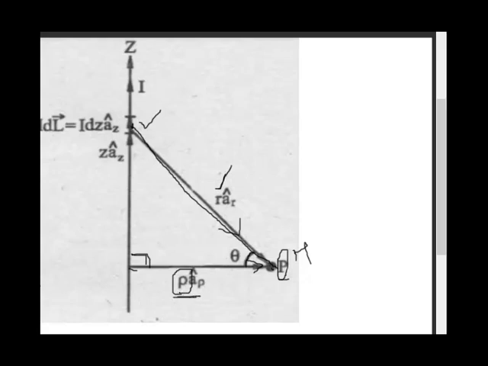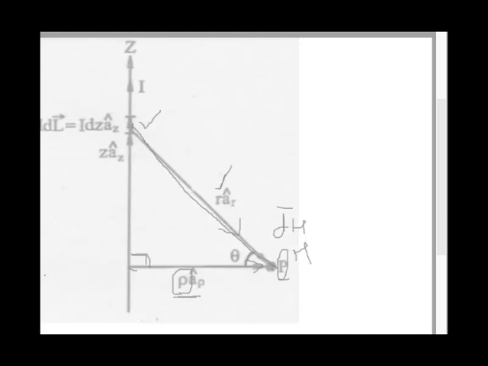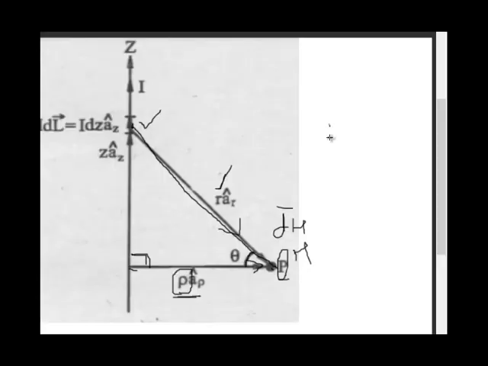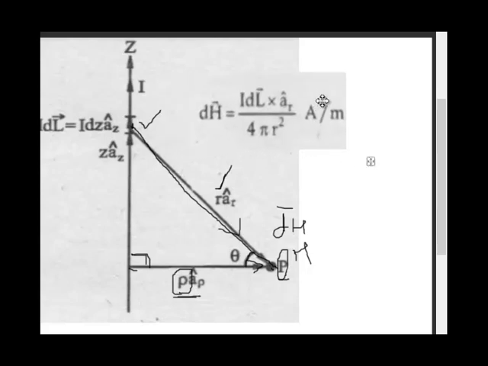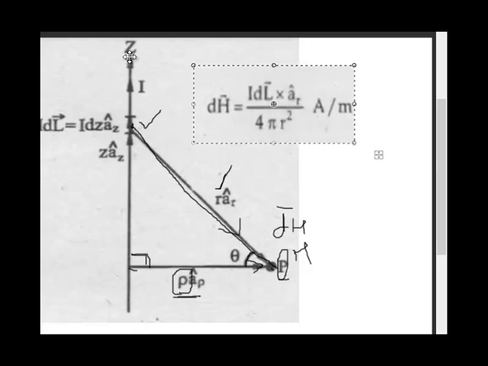Now the effect, the differential magnetic field intensity, is dH. We already obtained this dH with the help of the Biot-Savart law as I dL cross aR upon 4 pi R square. So we have to start from this. We have to consider this formula first, the Biot-Savart law, and from this formula we can integrate dH from minus infinity to plus infinity of Z to get the complete H in this case.